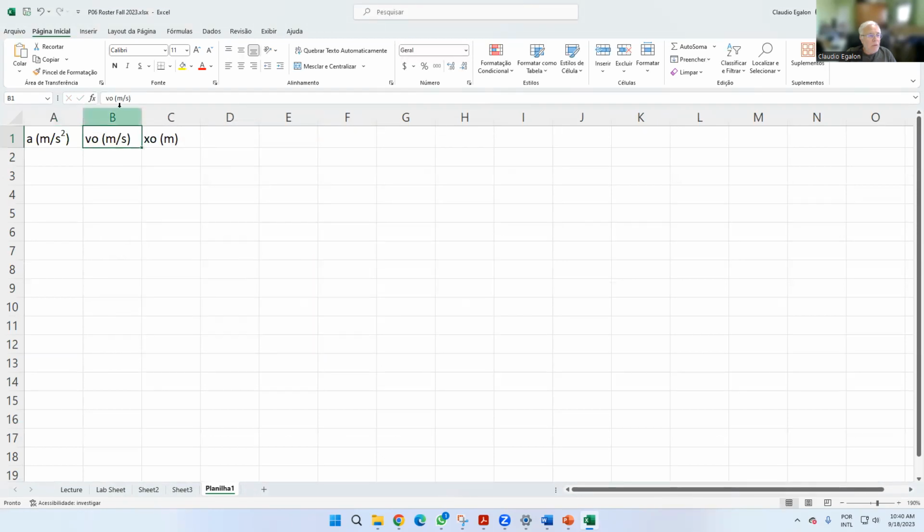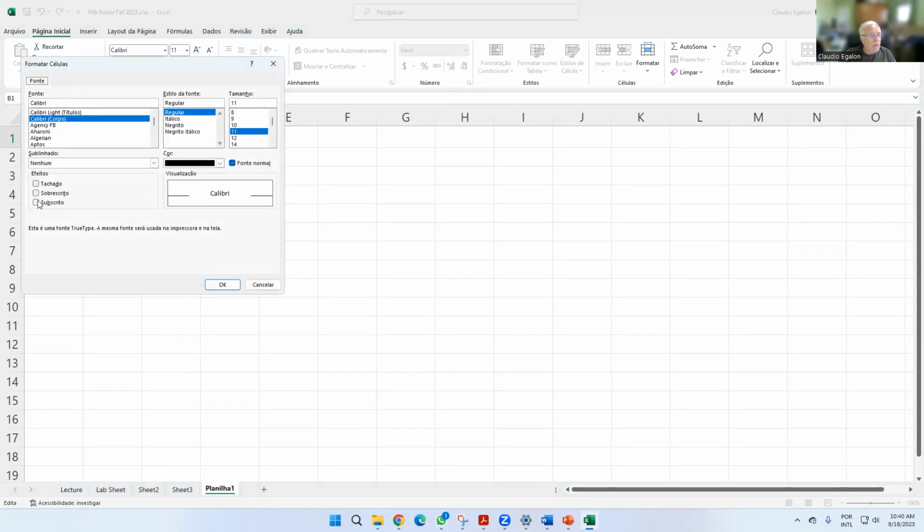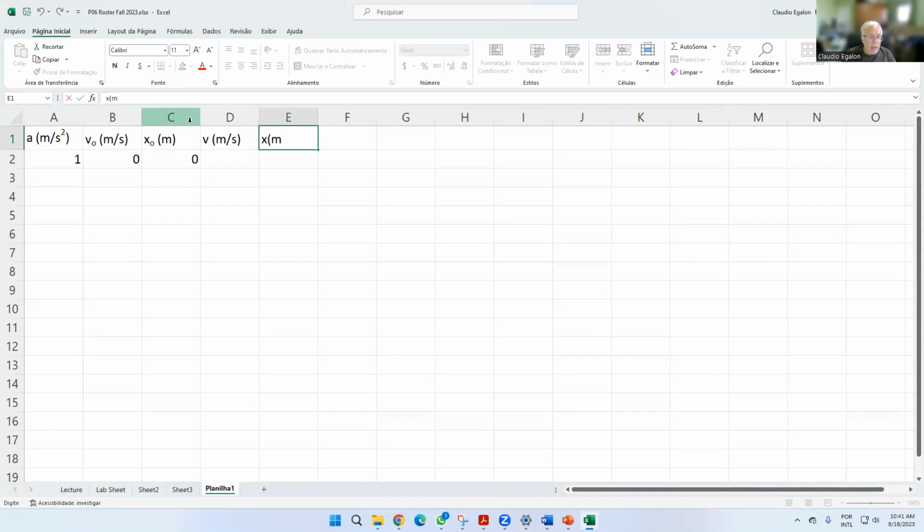Superscript, subscript. Nope, subscript, let's see. Yeah. It's too much trouble, so I just copied and pasted what I had for V naught. Here is 1, here is 0, here is 0. And then I need my equation for the final velocity, and I need my equation for the position.